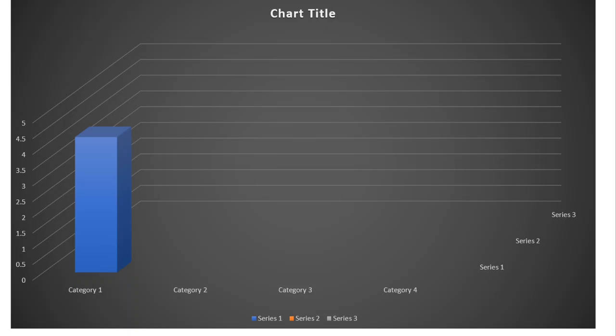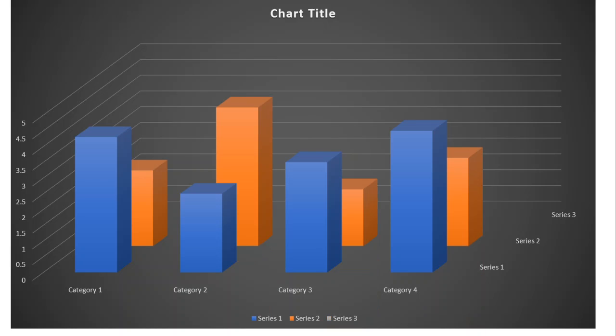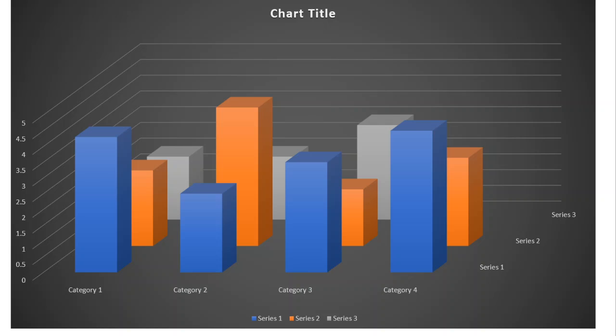We have the first series of the category 1, then we have the series 1 of the category 2, series 1 of the category 3, and finally the category 4. When I'm done with all these, I'm going to go to the series 2, and then I'm going to go to the series 3, and that's going to pop up one by one.